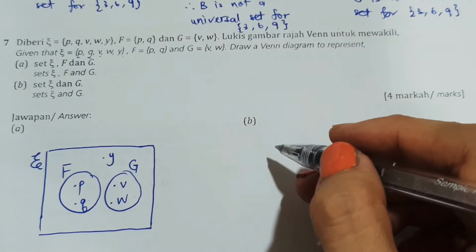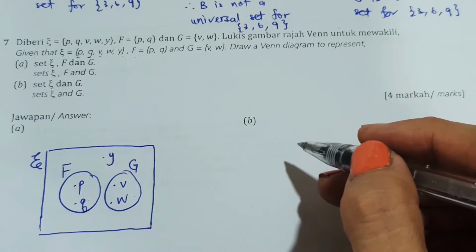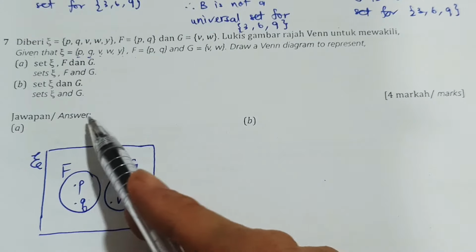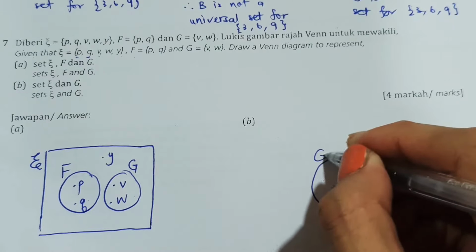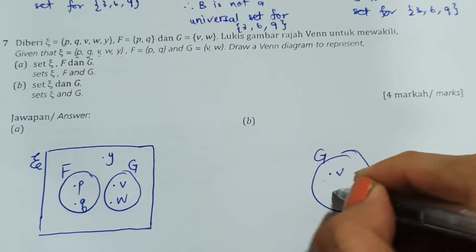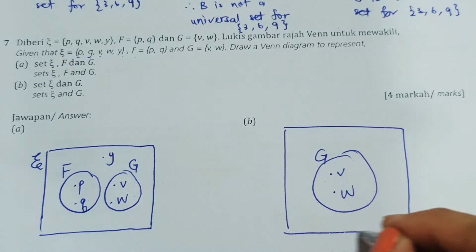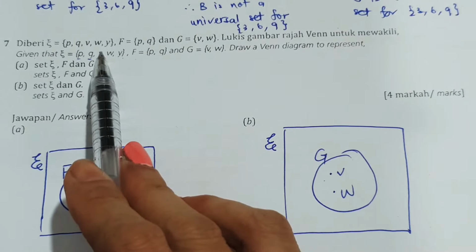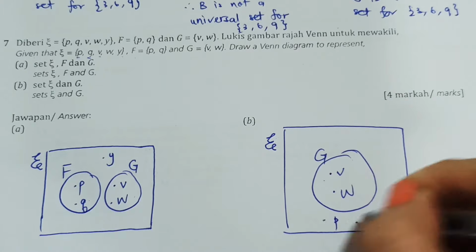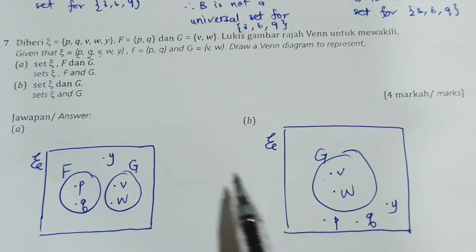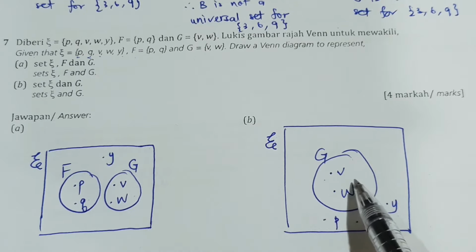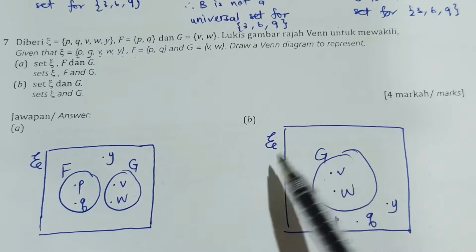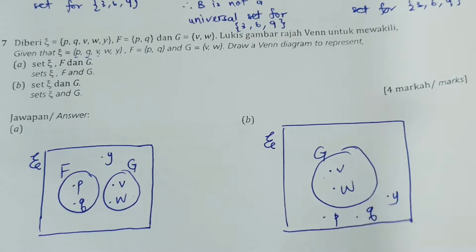Very simple, right? Now, next, we have to draw the universal set and G only. So we ignore the F. We just focus on the universal set and G. So this is the G, and G has V and W, and the universal set must be the one that frames this up. The remaining PQY will be outside. We don't care about F over here because F is not wanted to be seen here, so we just put PQ out there. We just want to see the relationship between the G and the universal set only. So that is number 7.